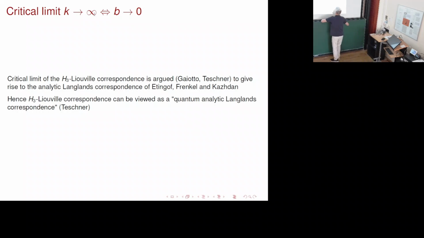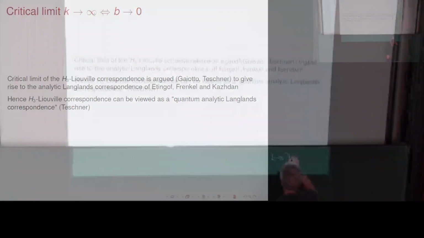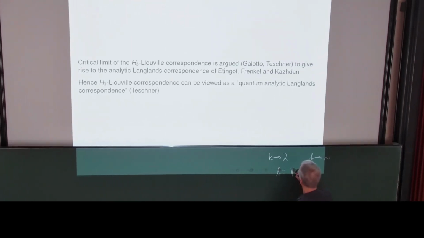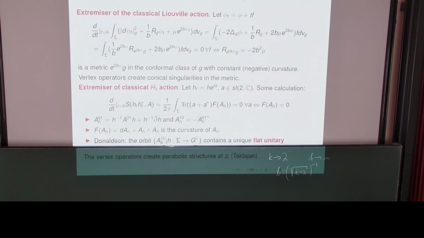So it's k going to 2, b going to infinity. Why is that? You remember b was the square root of k minus 2 inverse. Okay. What was the semi-classical limit? That was b going to 0. Was that correct? I hope so. Yeah, that was correct. So I copied it just wrong.